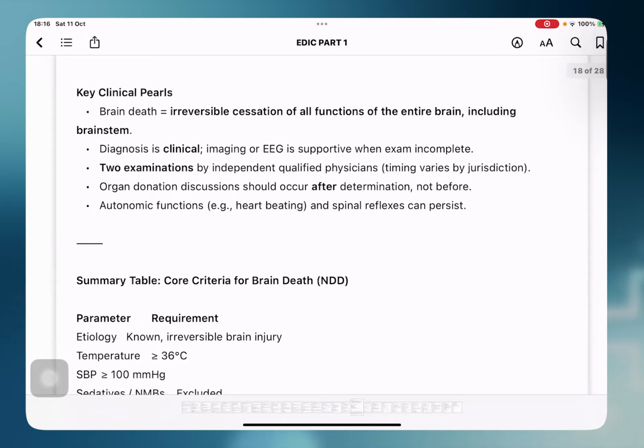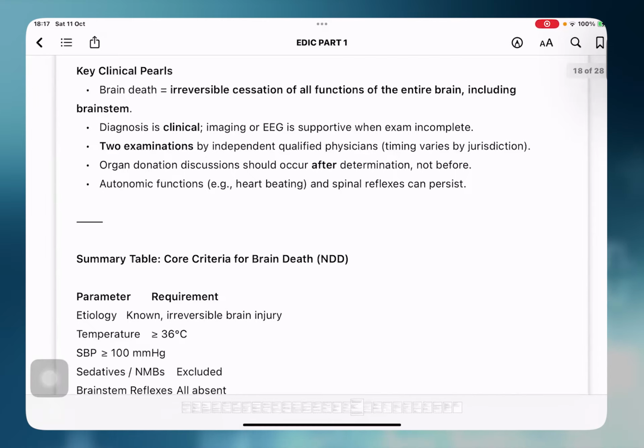Two examinations by two independent qualified physicians should be done. Organ donation should be discussed after determination of brain death, not before. Autonomic functions like heartbeat, and intestinal movements, can still persist, because respiration is a criterion to define brain alive. If respiration is absent, the apnea test is positive, then it is brain death.